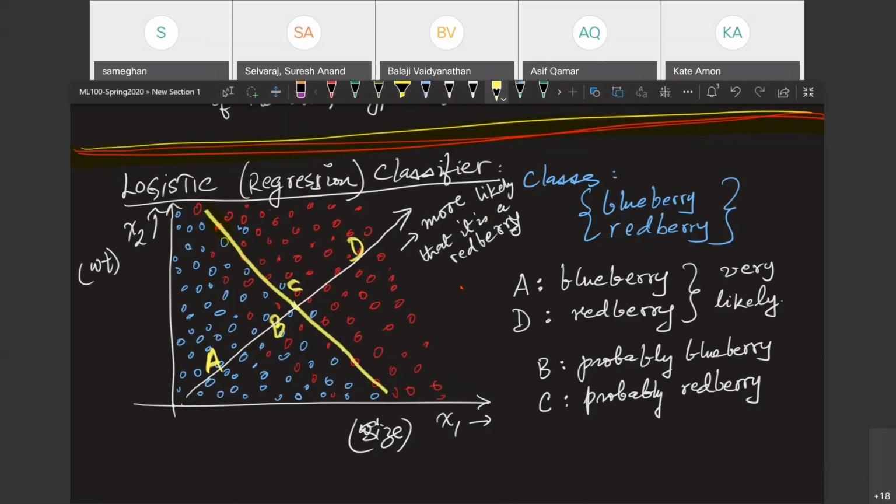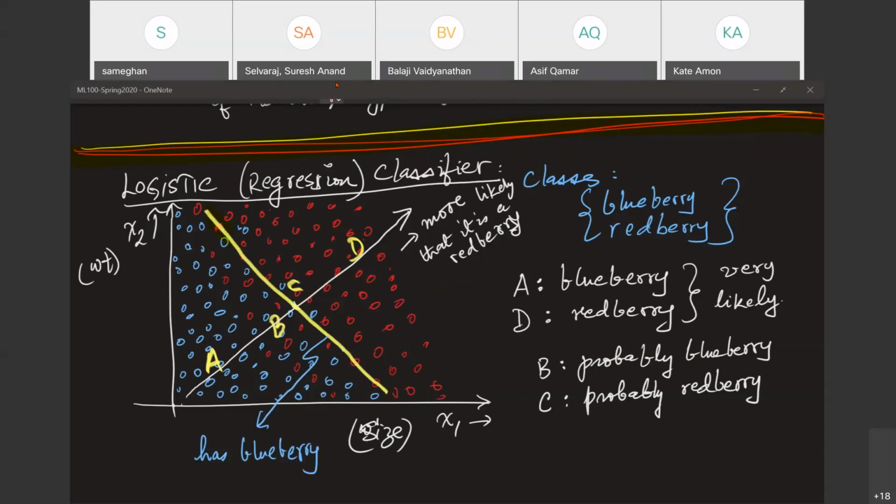And let us mark it. This side has blueberry, and this side has red berry. Red, might as well. This side has red berry. So we have the feature space.